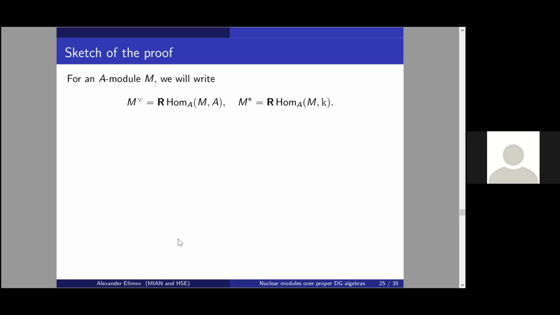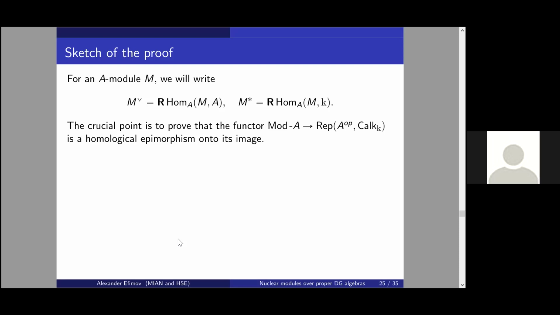Okay. So now I will sketch the proof. So at least how is it possible to make such computations? So for an A module, we have two kinds of dualities. We can take dual over A and dual over K. So I'm writing M star for the dual over the base ring.